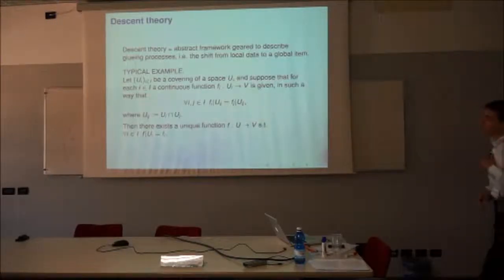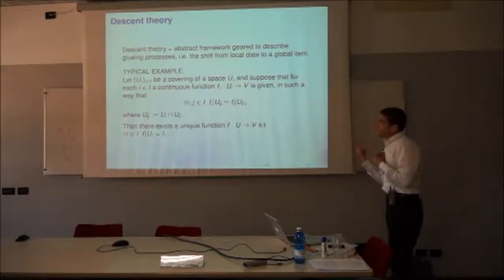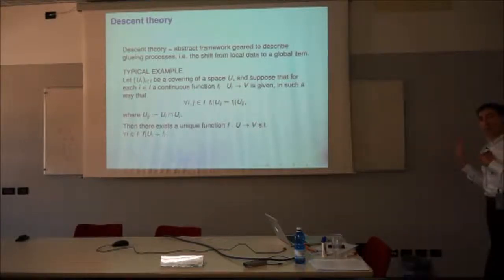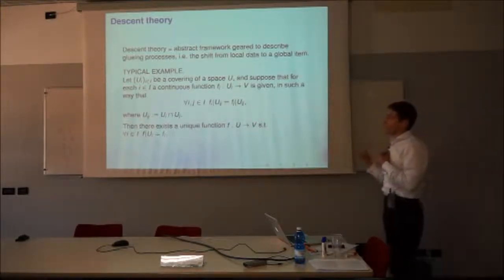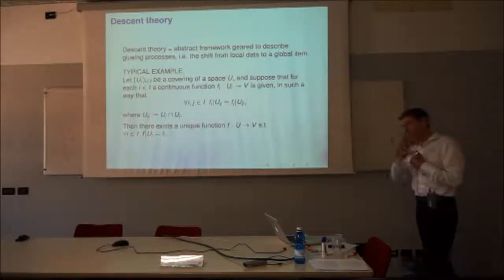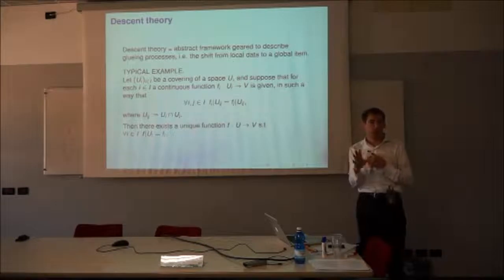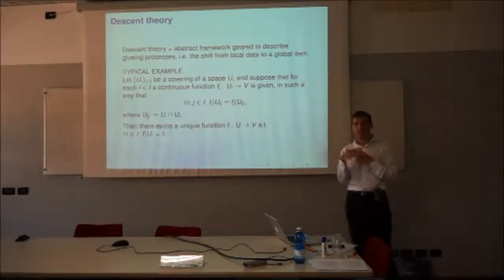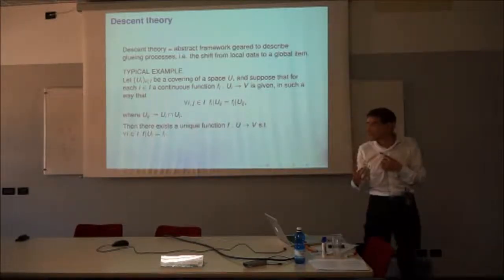Okay, now let's get to descent theory. Descent theory is an abstract framework to describe gluing processes, that is, the shift from local data to a global item. It's something pervasive throughout geometry. You could define geometry, in a way, as the theory of gluing processes.